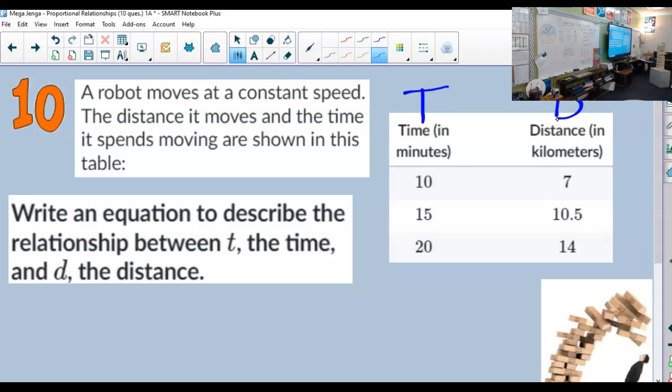I think it's T equals 10 over 7 times D. So 10 divided by 7. So how can you write that equation though? You have the answer. How can you write it? This is not hard. So then how do you write that? It's not hard. It's medium difficulty.